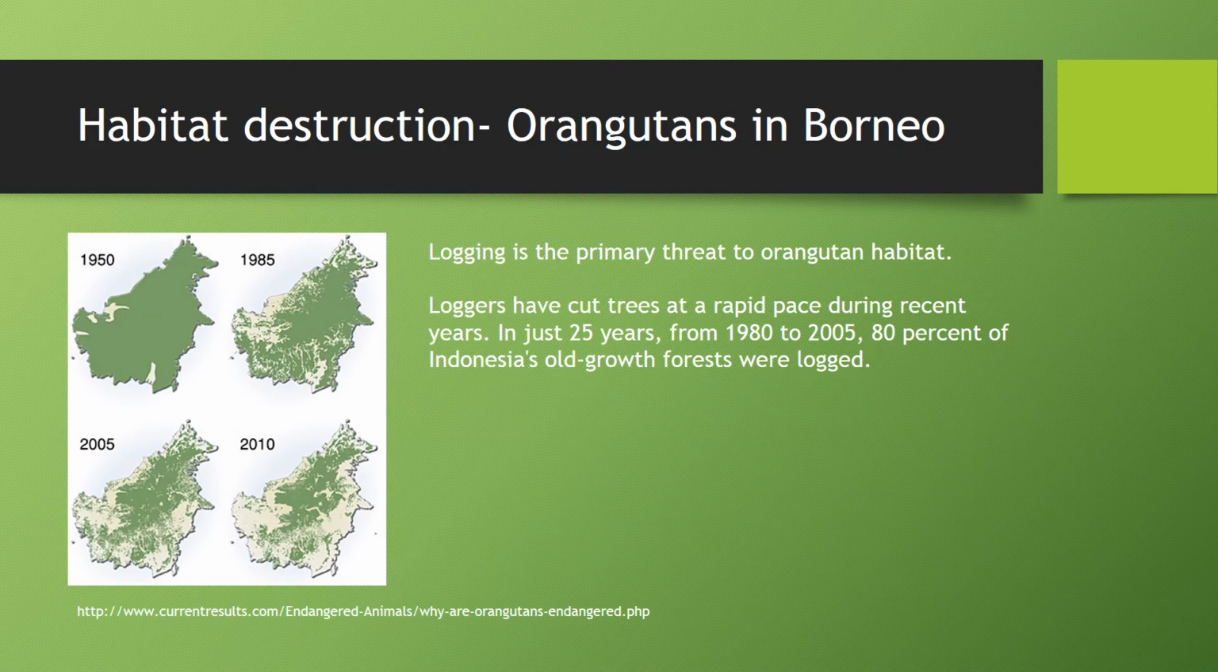So one example of habitats being destroyed is the orangutans in Borneo. If you have a look at the map there, it's showing you the amount of forest. So the green part was the amount of forest. In 1950, most of Borneo was covered by trees, and then in 1985 they started to log even more. In 2005, you'll notice that the green's missing, and then in 2010, a lot of their forests have been destroyed. So 80% of Indonesia's forests have been logged in the past 25 years, which has affected the orangutan population.